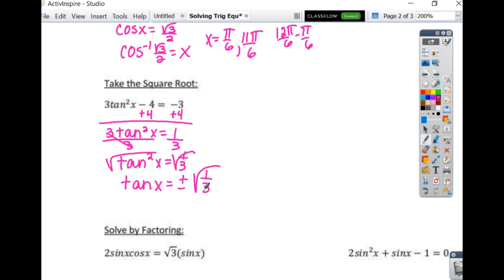So then what we have to do, what is the square root of 1? And then can I have the square root of 3 in the denominator? What do I have to do? I'm going to have to rationalize it, right? So this is going to give me the tangent of x equals plus or minus the square root of 3 over 3.